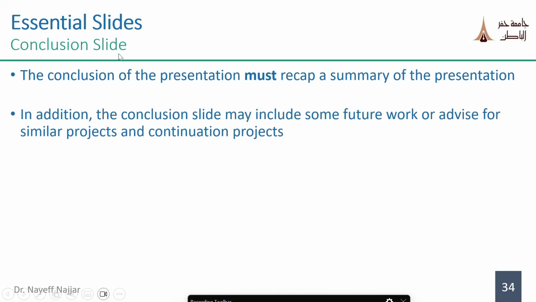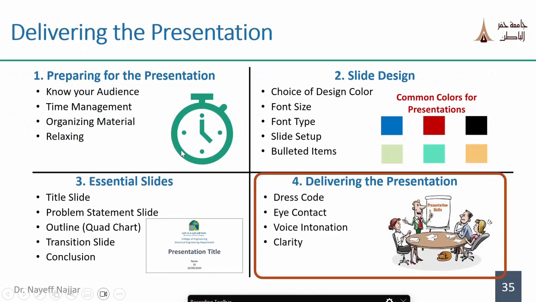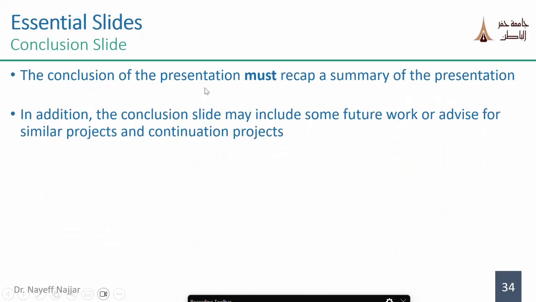Also, you must have a conclusion slide. Every technical presentation must have a conclusion slide. What you can write in the conclusion slide is several things. You can recap a quick summary of what you did in the presentation. This is very important, and you must do it actually in your conclusion slide. Also, you can highlight future work or advice for similar projects. Okay, so this is something you can do also on your conclusion slide.